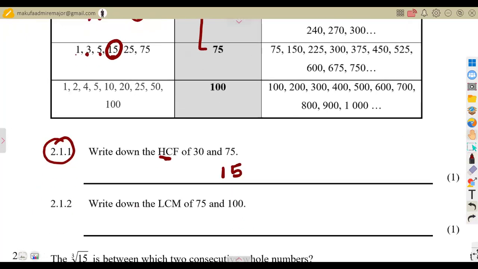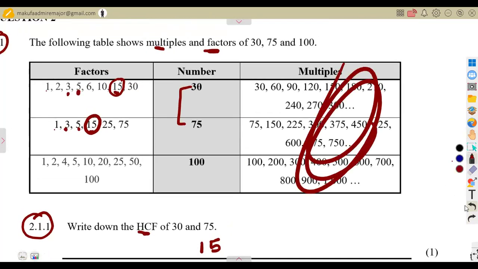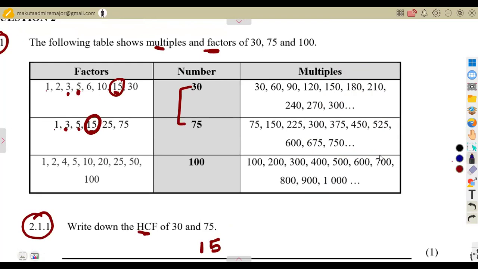All right, let's consider this one. The lowest common multiple of 75 and 100. We need the multiple. So you consider this one, but it must be the lowest, the smallest multiple between 75 and 100. We consider this side of the multiples, but the smallest multiple, which is common between these two numbers.